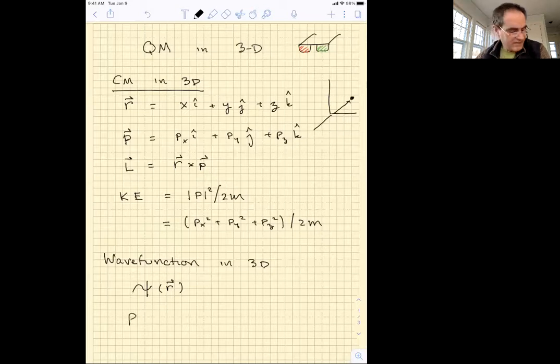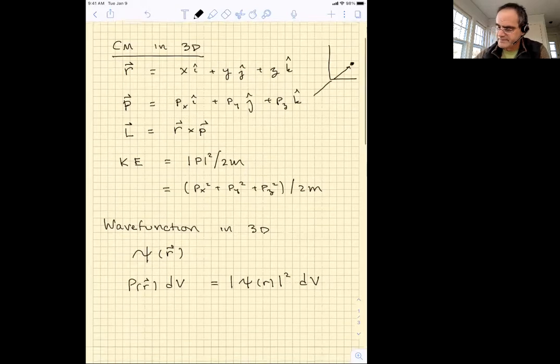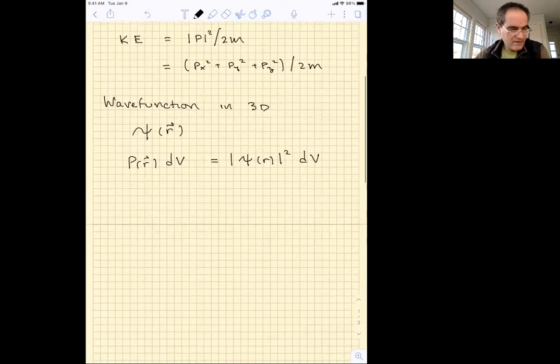the probability density, which tells us the probability to find a particle within a volume dV located at point r, is just the absolute value squared of the amplitude of the wave function times the volume element dV. Okay?